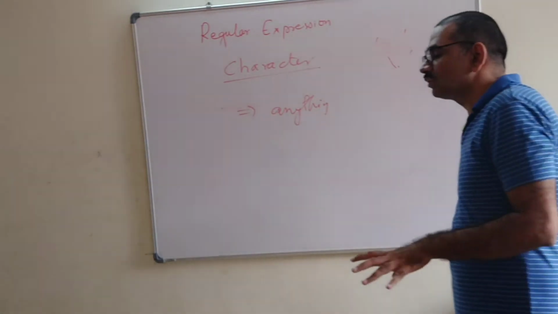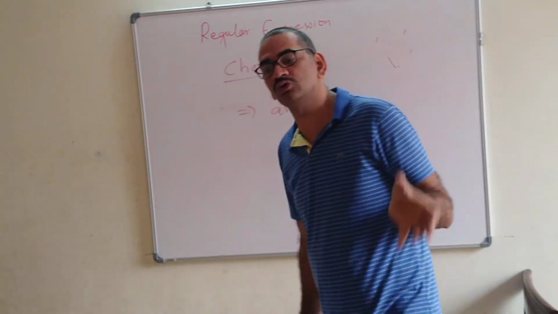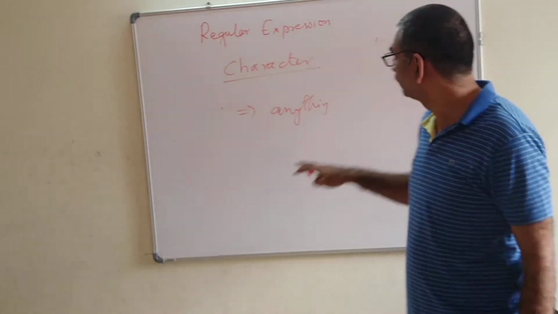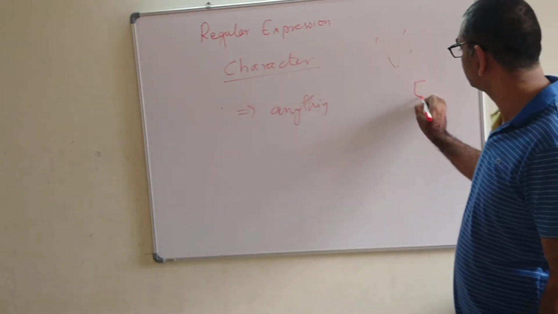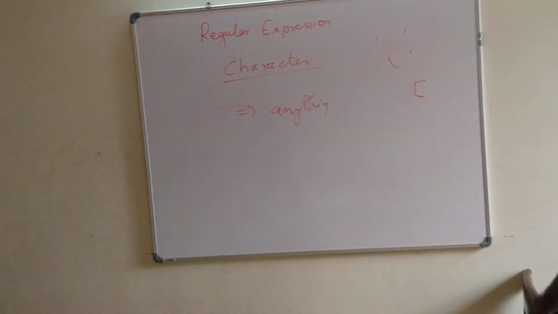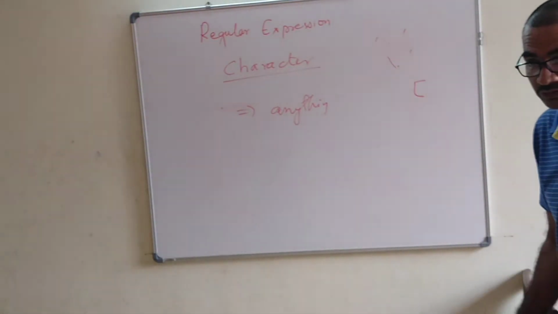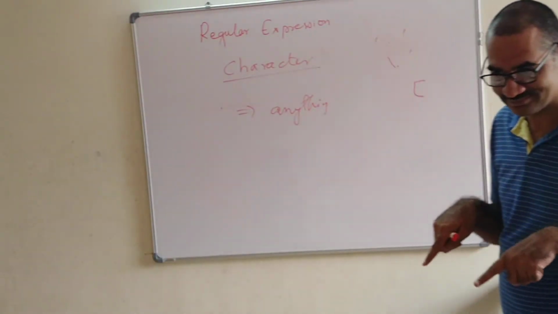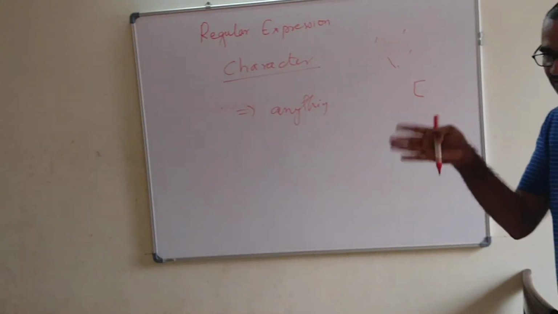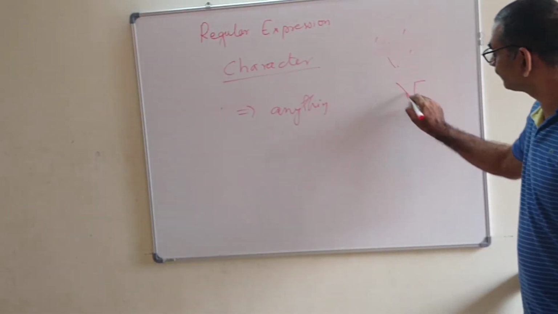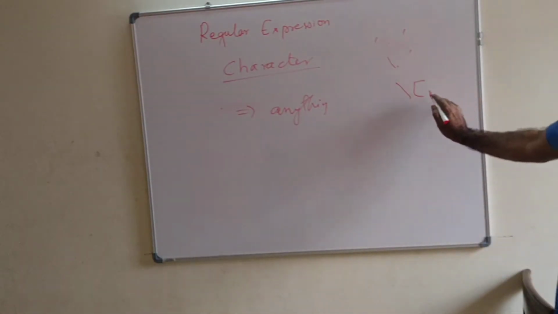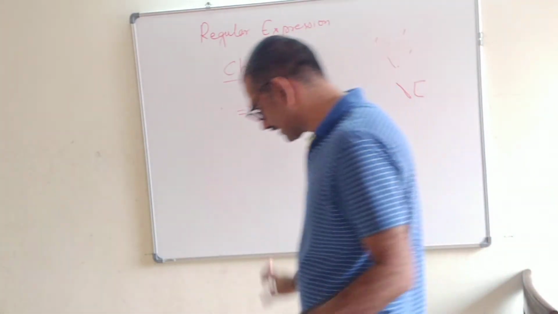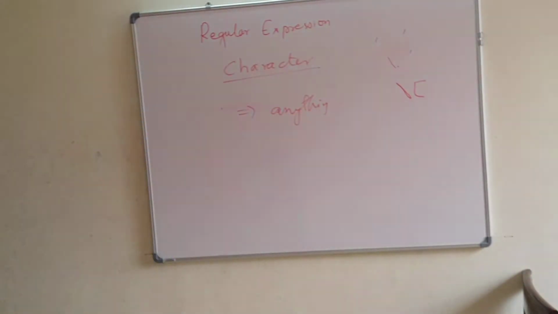So if you encounter anything you want to search which has a special meaning like this, you have to escape it. For example, if you want to search for the opening square bracket, this has a special meaning in regular expression because it is the start of a set of characters, right? So you have to escape it. Escaping means just putting a backslash in front. Okay, so escaping is also good.